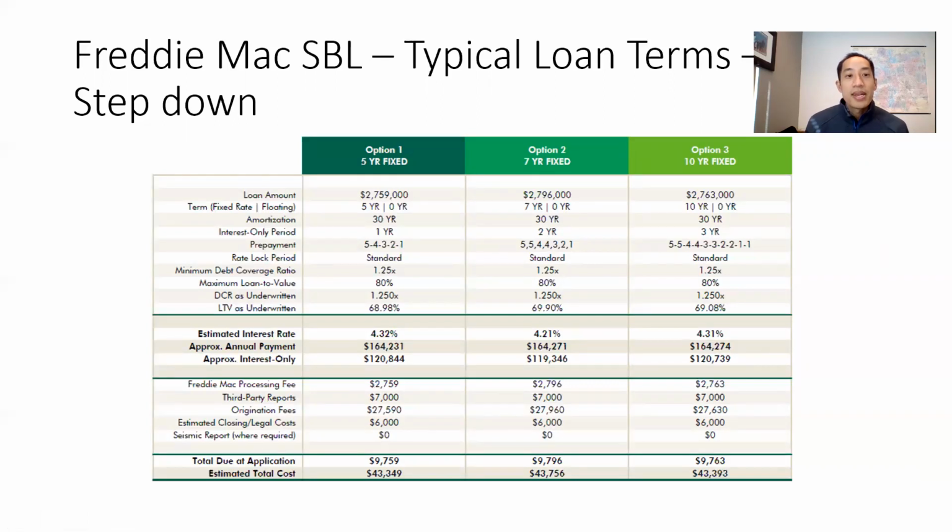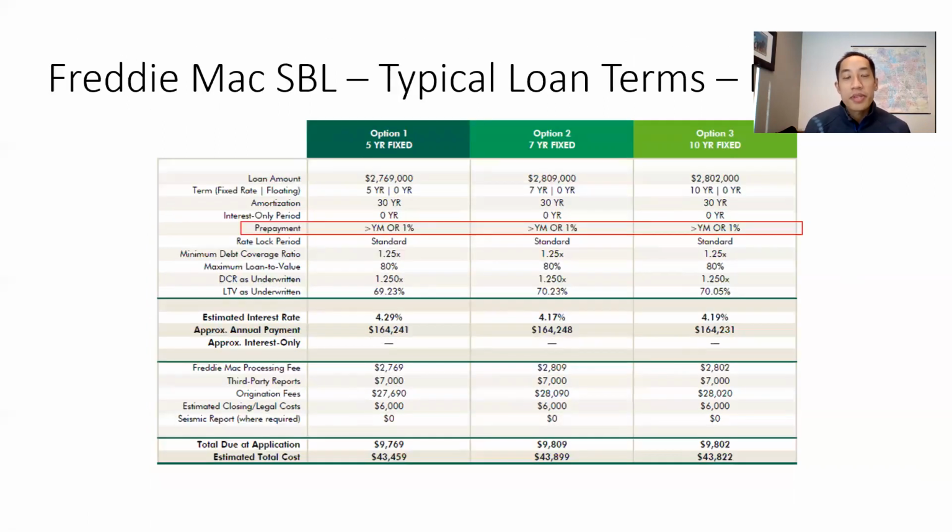And then on the very bottom here, you can see they have a processing fee of about $2,000 to $3,000. Third-party fees, which will be your engineering, environmental, appraisal, about $7,000, and then closing costs for legal about $6,000. So you're all in about $15,000, and then any origination fee is typically 1% of the loan amount.